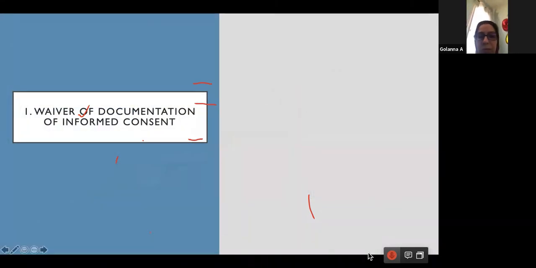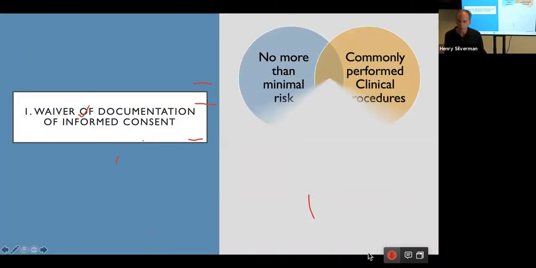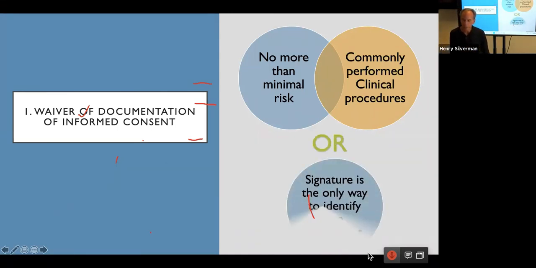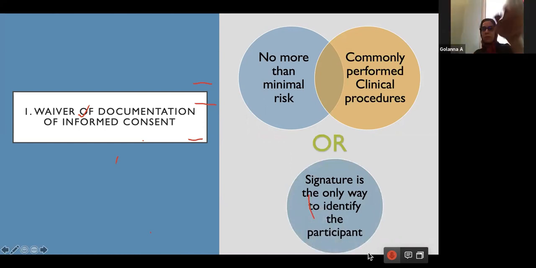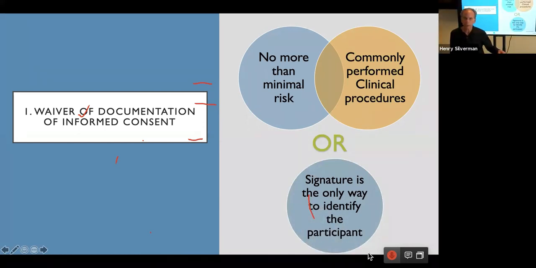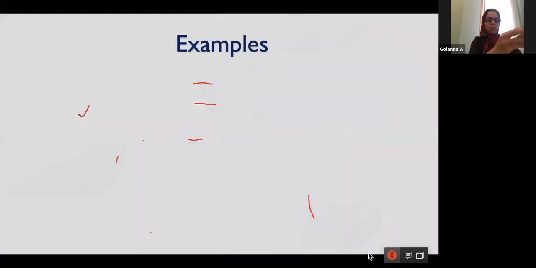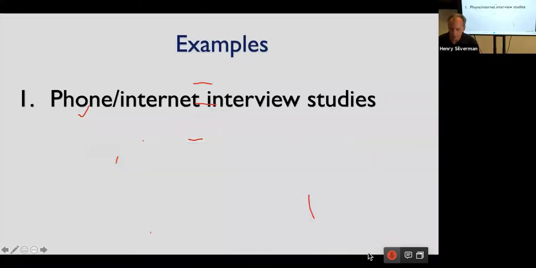Documentation of informed consent, we would waive when there's no more than minimal risk, and we're doing procedures commonly performed in the clinic. And more importantly, the signature is the only way to identify the participant. So in those cases, we could get verbal consent, but waive the written consent. And that's useful in phone interview studies, internet studies.